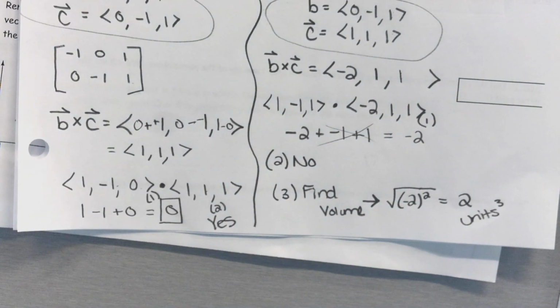Because would a negative 2 make sense for volume? My cup holds negative 2 units of water. No, units cubed. That wouldn't make any sense. That'd be like a bad science problem. You're like, I did it. Volume's negative 2. No. So you have to make sure you find the magnitude when you're done.